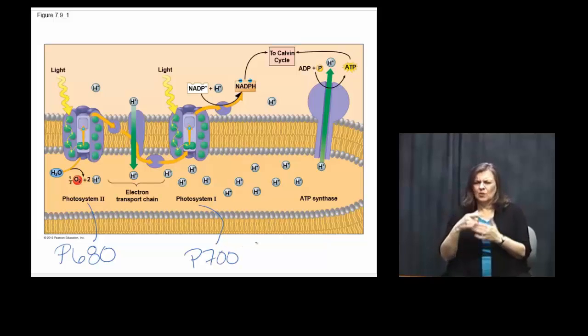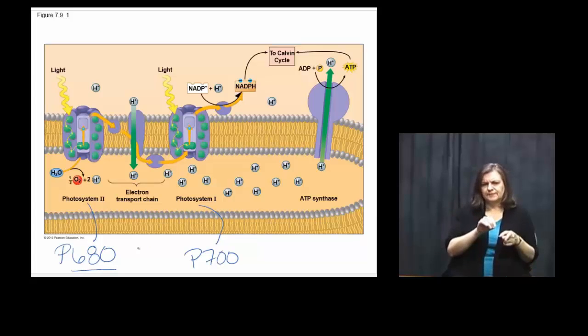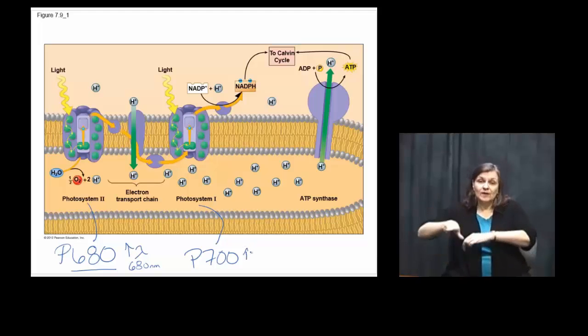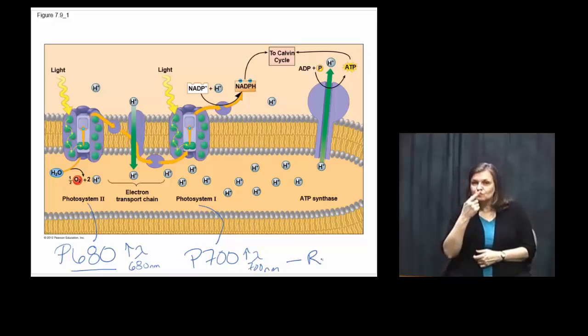What do these numbers mean? If we're talking about light, what do you think they mean? P680 refers to the highest point of absorption, or the highest wavelength absorption, in our photosystem. So it's absorbing wavelength 680 nanometers from the sun. The same is true of P700. Its highest wavelength absorption is 700 nanometers. Do you remember what color this would be to your eye? Right. It's in the red spectrum.